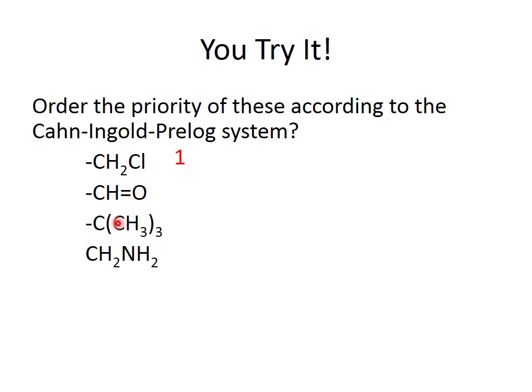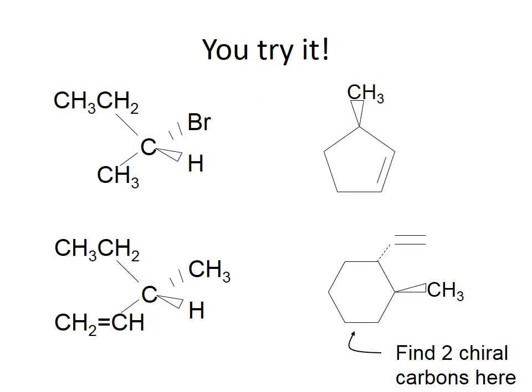Next, I compare oxygen, hydrogen, hydrogen to carbon, hydrogen, carbon, carbon, carbon, and nitrogen, hydrogen, hydrogen. Oxygen outweighs them all, so it's number 2. Then I compare carbon to nitrogen, hydrogen, hydrogen. Nitrogen outweighs carbon, so that's my number 3 priority group. And then last of all, we have the carbons.